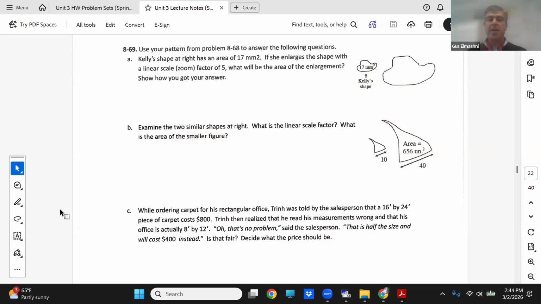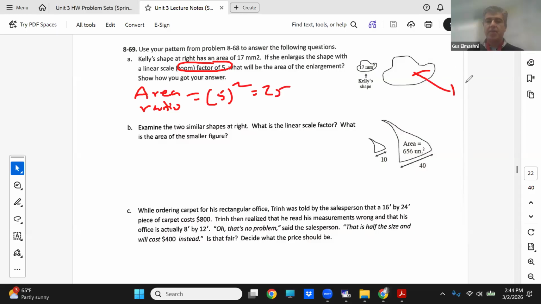Okay, hopefully, as I've spoken with many of you, we're making sense of parts A and B. So we see that if the scale factor is 5, the area ratio is 5 squared. So for this one, I gotta do 17 times 25. Did someone compute that? Is it 425? Yeah, it sounds right.